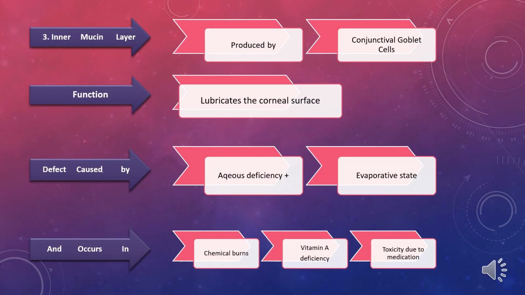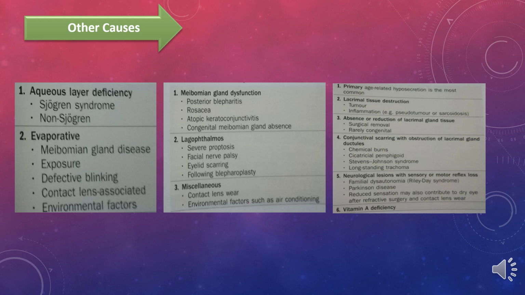The mucin layer is the innermost layer produced by the conjunctival goblet cells. Its function is to lubricate the corneal surface. If it is defective, it is due to aqueous deficiency plus evaporative state combined, and it occurs mostly after chemical burns, vitamin A deficiency, or toxicity due to any medication or systemic associations. There is a long list of factors that cause dry eye, including aqueous layer deficiency, which includes Sjogren and non-Sjogren syndrome. Secondly, evaporative dry eye, and the others include vitamin A deficiency, lagophthalmos, etc.